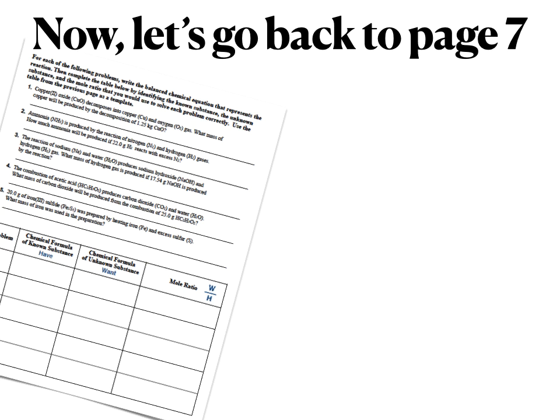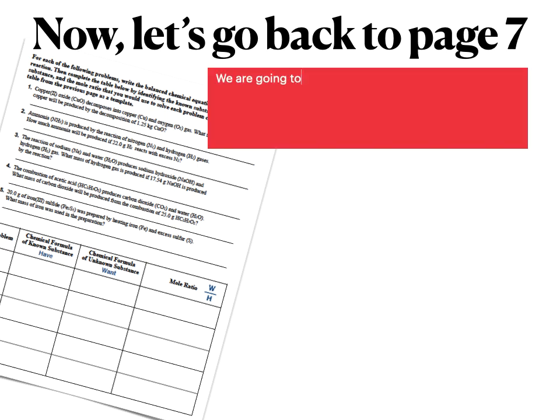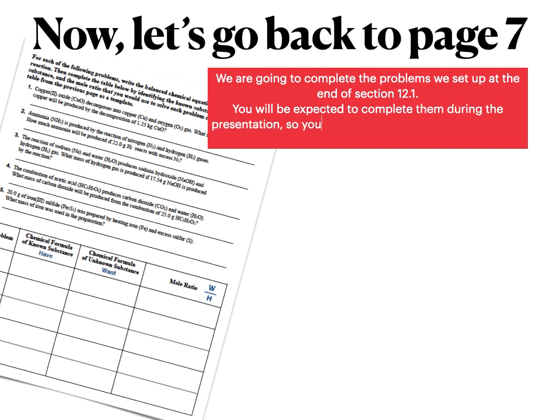As I promised at the end of the first section, we're going to come back to page 7 at the end to do the problems that we set up previously. So at this point, you need to have your notes open to page 7, which should be complete. We're going to complete the problems we set up at the end of section 12.1. You'll be expected to complete them during the presentation, so you will need your usual equipment, meaning your periodic table, calculator, scratch paper.